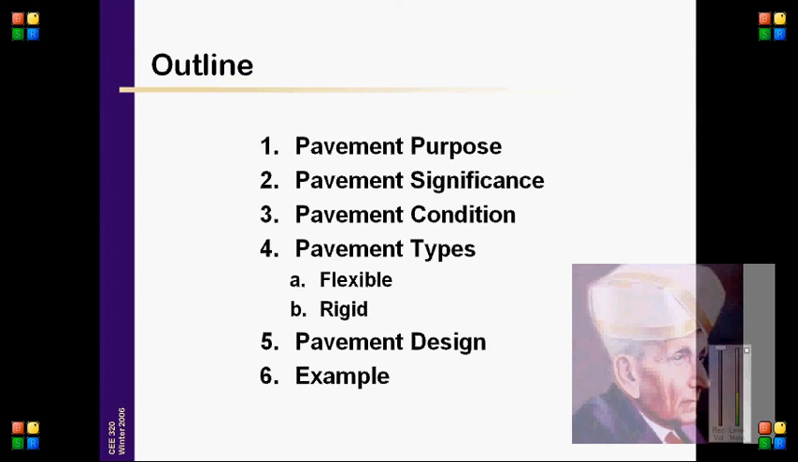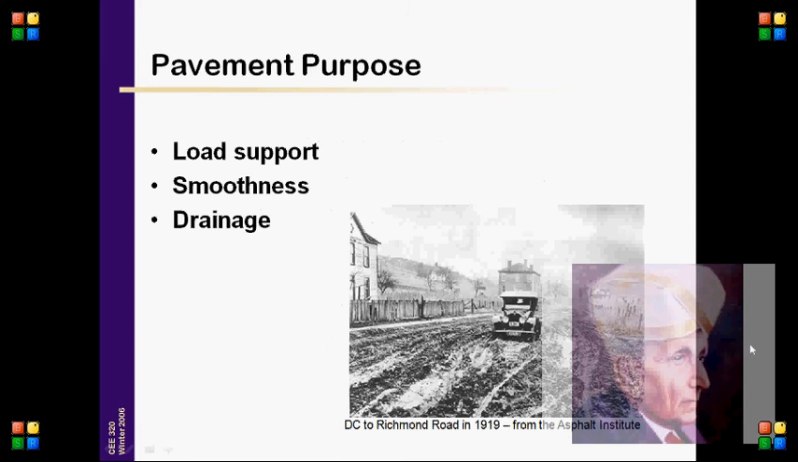CE 320. Outline: pavement purpose, pavement significance, pavement condition, pavement types, flexible and rigid pavement design. Example: pavement purpose: load support, smoothness, drainage. D.C. to Richmond Road in 1919, from the Asphalt Institute.